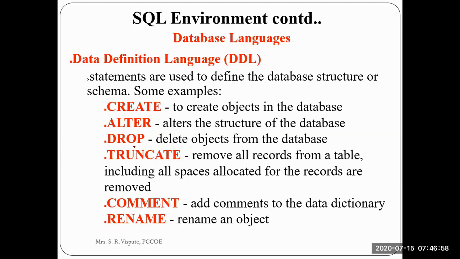Another example of the data definition language is the alter command. Alter command is used to alter the structure of the database. After creating a table, if you want to alter the name of the attribute or the data type of the attribute, you can do that with the help of the alter command. So you can use the alter command to alter the structure of the objects in the database.